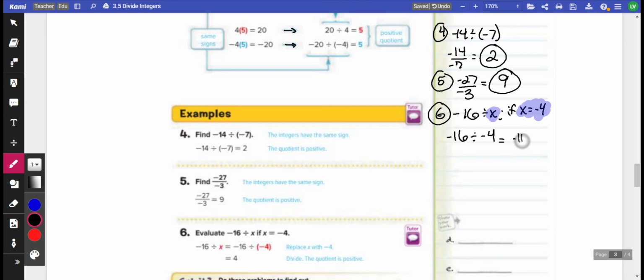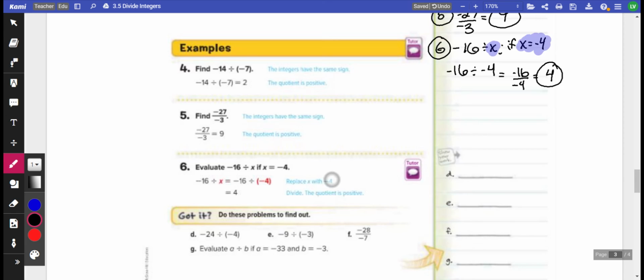You could have also written it vertically, saying negative 16 divided by negative 4, whichever you prefer. 16 divided by 4 is 4. A negative divided by a negative is a positive. So the answer to this problem is 4, a positive 4.